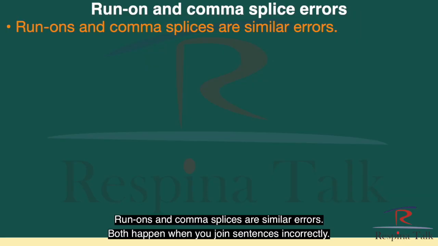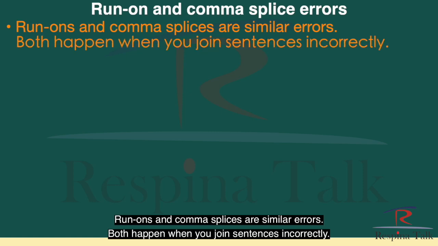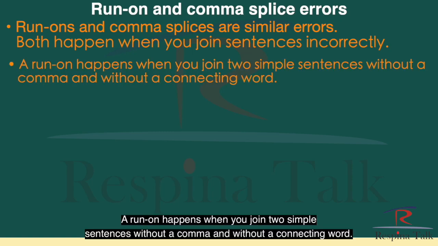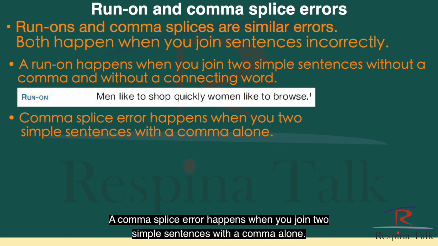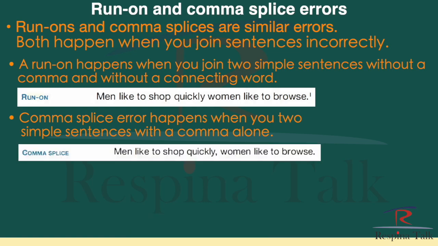Run-ons and comma splices are similar errors. Both happen when you join sentences incorrectly. A run-on happens when you join two simple sentences without a comma and without a connecting word. For example, men like to shop quickly women like to browse. A comma splice error happens when you join two simple sentences with a comma alone. For example, men like to shop quickly, women like to browse.